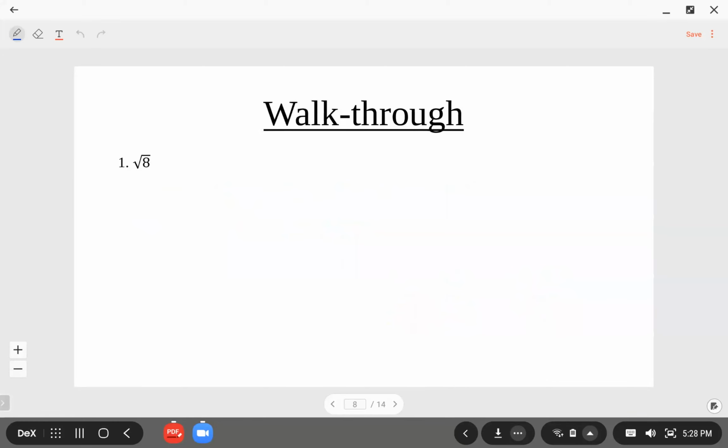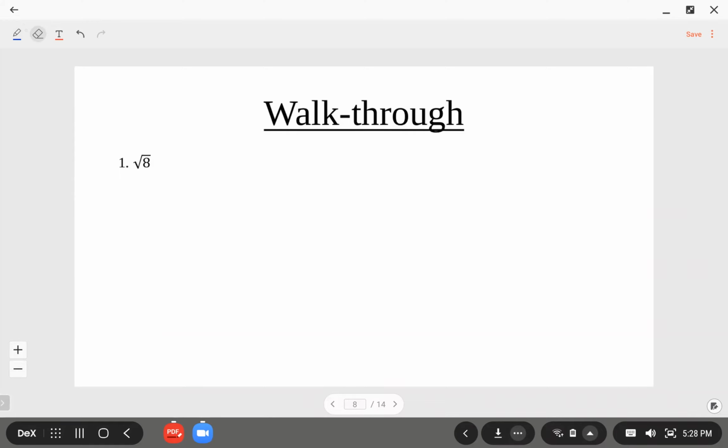So now I'm going to walk you through how to do these. This is the most simple one. And when you're more familiar, you don't have to use this method, but when you're trying to make sense of things, we're going to use this method to do it.